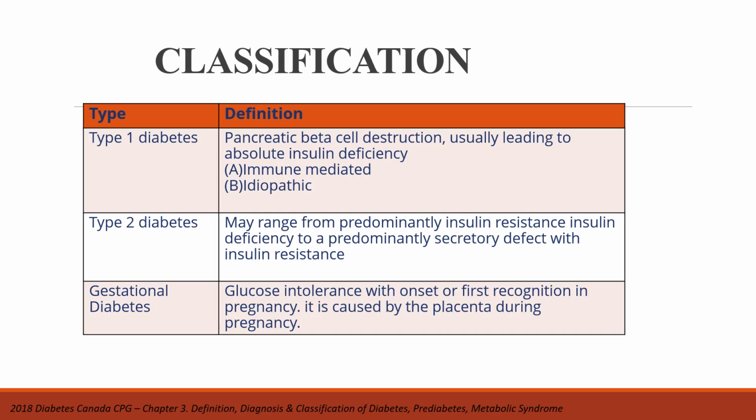Now the classification of diabetes. First of all, type 1 diabetes. Its definition is pancreatic beta cell destruction usually leads to absolute insulin deficiency. Then type 2 diabetes may range from predominantly insulin resistance with insulin deficiency to a predominantly secretory defect with insulin resistance. Gestational diabetes is glucose intolerance with onset or first recognition in pregnancy. It is caused by the placenta during pregnancy.